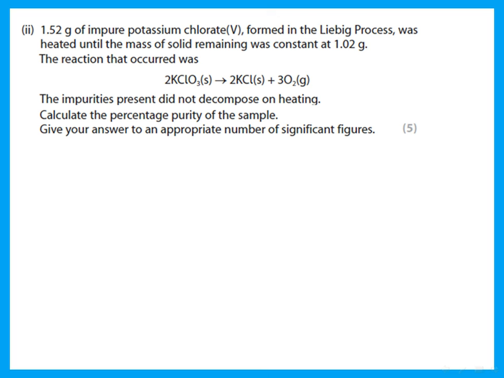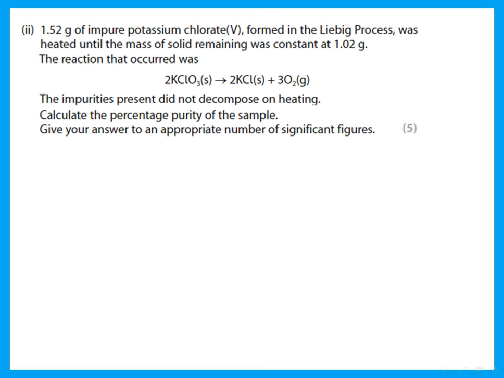1.52 grams of impure potassium chlorate formed in the Liebig process was heated until the mass of solid remaining was constant at 1.02 grams. Notice the 1.52 grams of potassium chlorate is impure potassium chlorate. That means we originally had impure solid in it. Now, he heated it until it became 1.02 grams, but he says the impurities did not decompose on heating. So actually, the 1.02 grams of solid remaining at the end is not KCl alone, it is KCl and impurities.